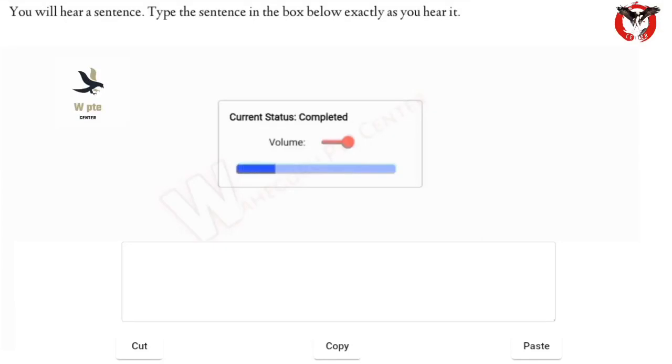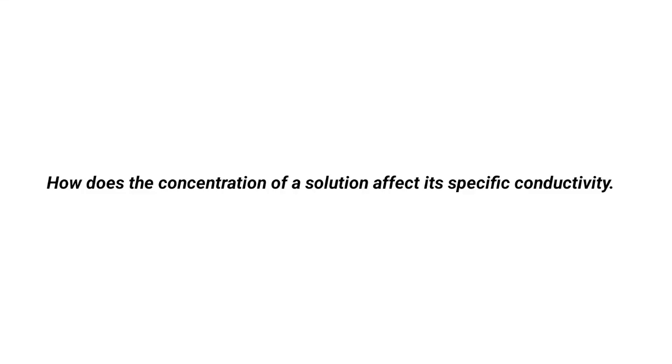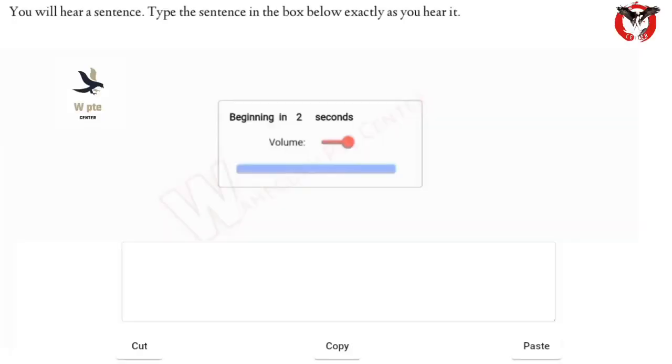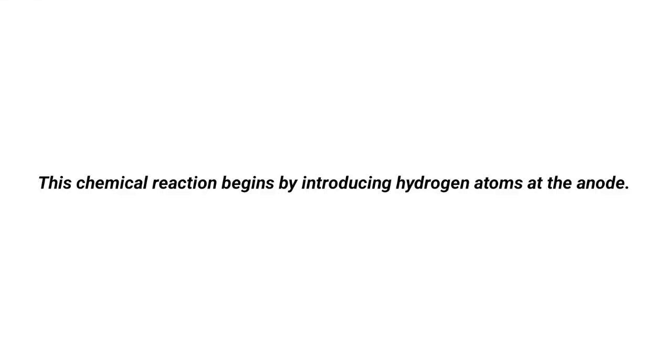How does the concentration of a solution affect its specific conductivity? How does the concentration of a solution affect its specific conductivity? This chemical reaction begins by introducing hydrogen atoms at the anode. This chemical reaction begins by introducing hydrogen atoms at the anode.